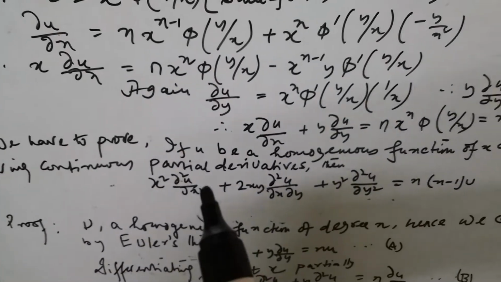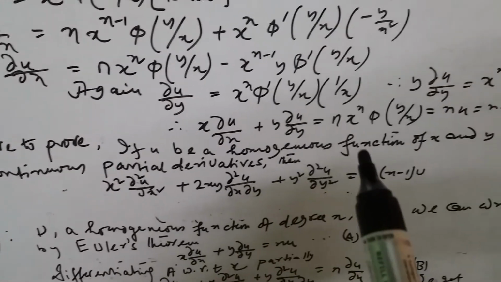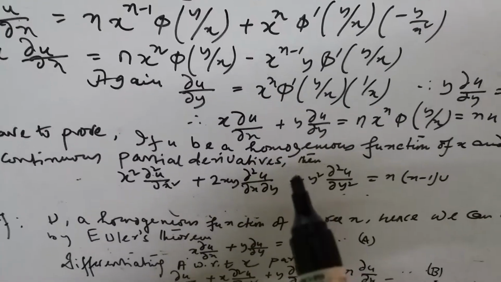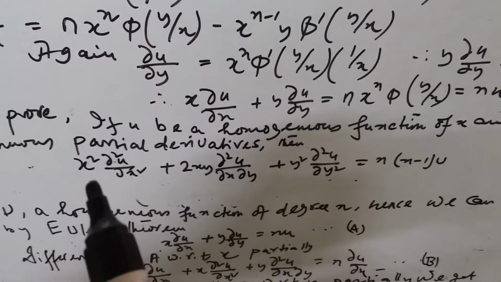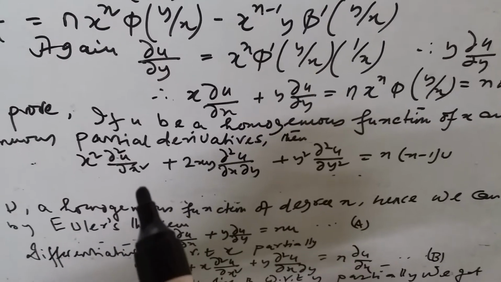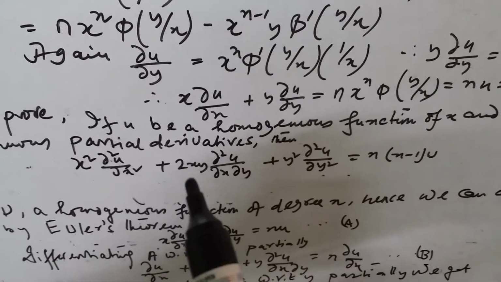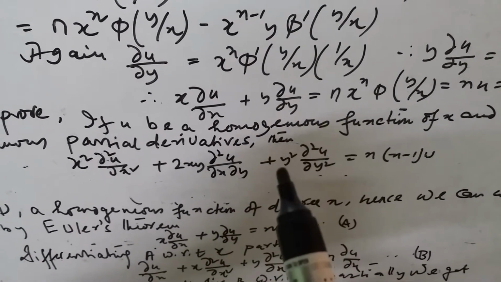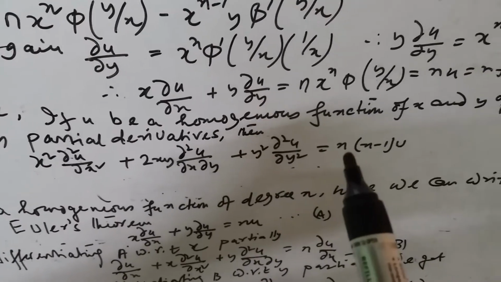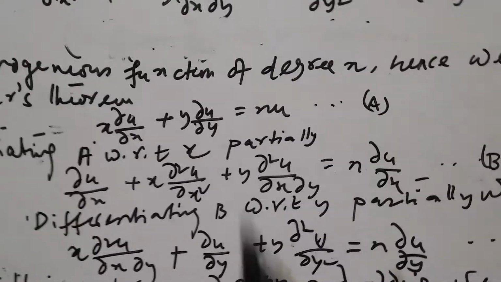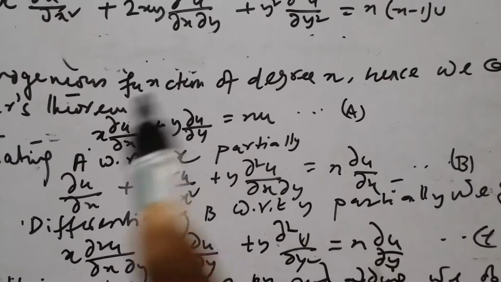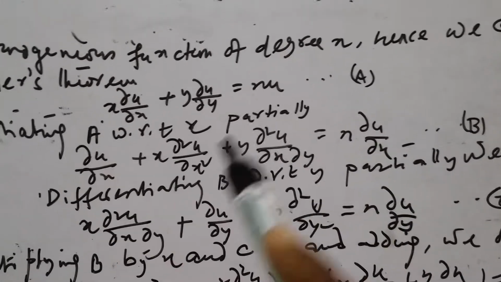Now we have to prove that if u is a homogeneous function of x and y of degree n, with continuous partial derivatives, then x square del 2u by del x square plus 2xy del 2u by del x del y plus y square del 2u by del y square equals n into n minus 1 times u. This is the Euler theorem.